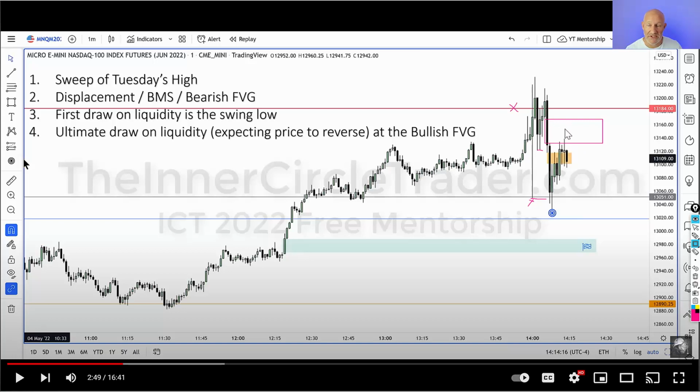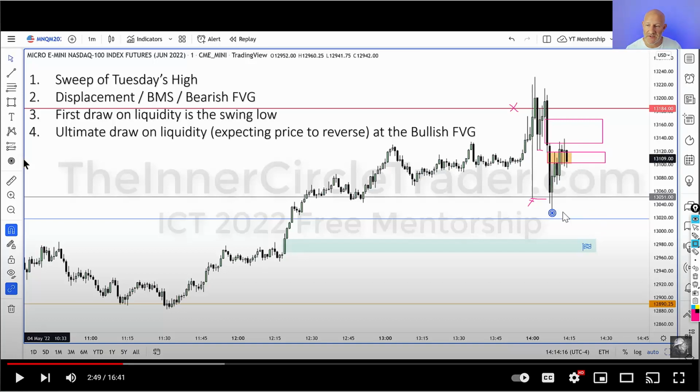But as he teaches throughout most of the mentorship, we take the first one, but we have to have a risk set so that we can accommodate price going up into that higher fair value gap. And so this is the exact model that's taught throughout the 2022 mentorship. We have liquidity being taken, we get displacement, we get a break in market structure, and our fair value gaps formed, and then the market trades back up into that fair value gap before running towards our target.